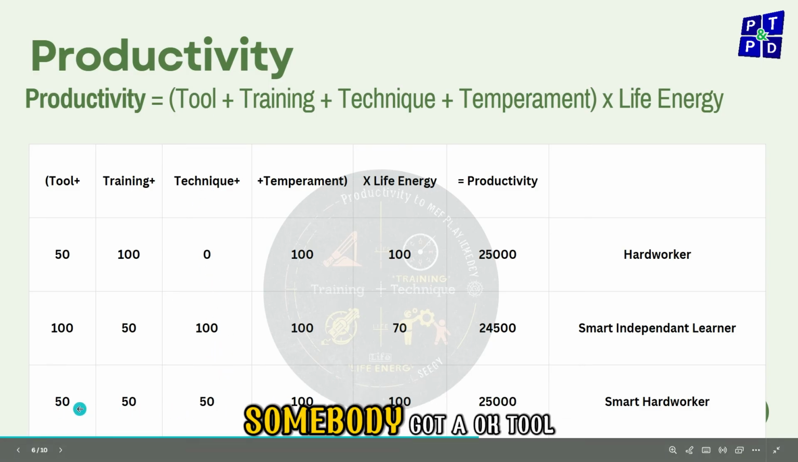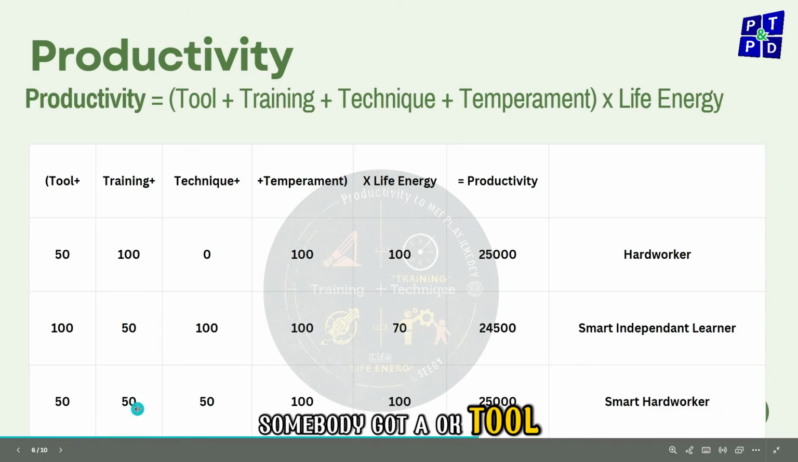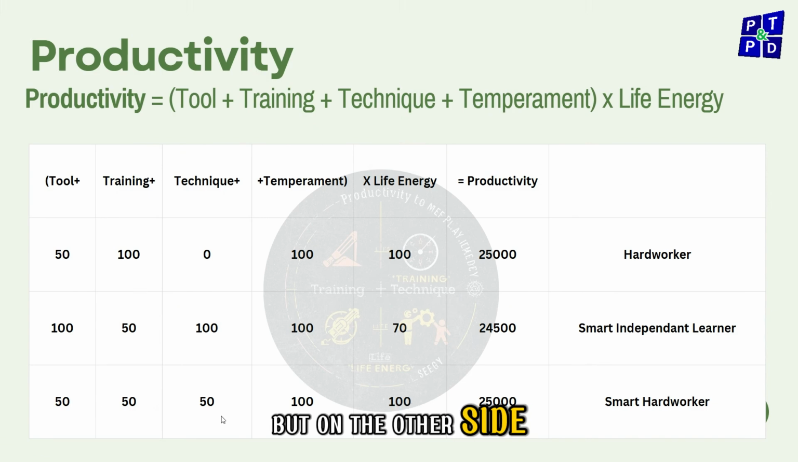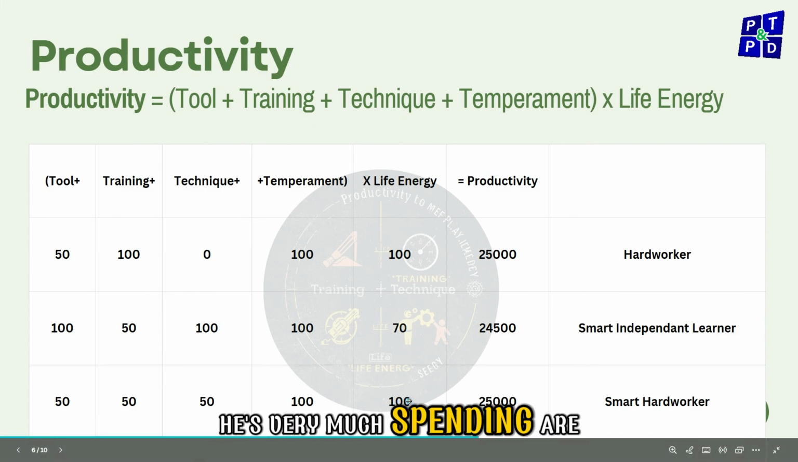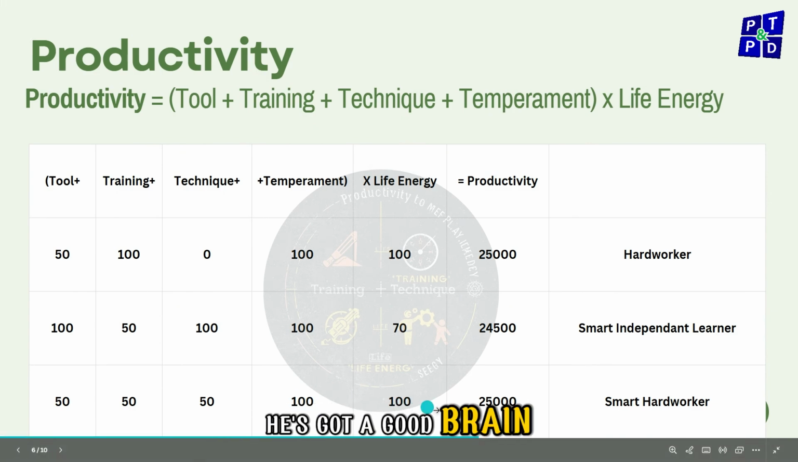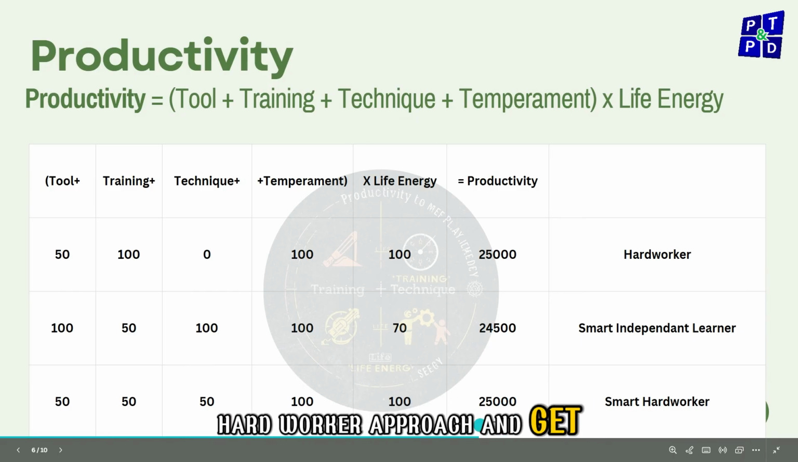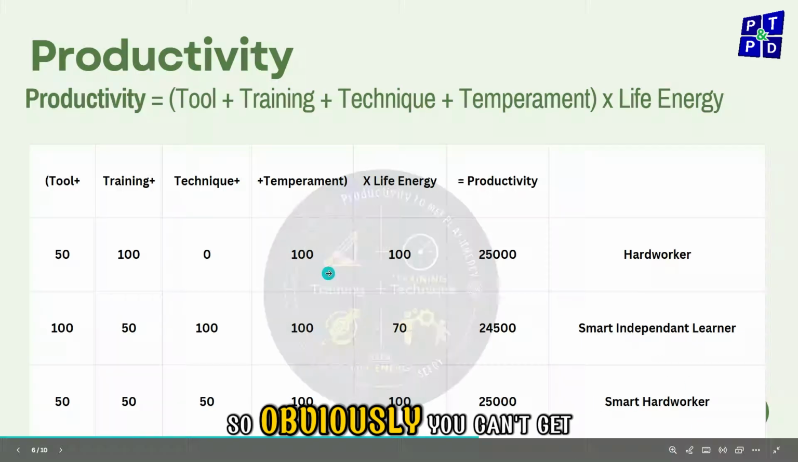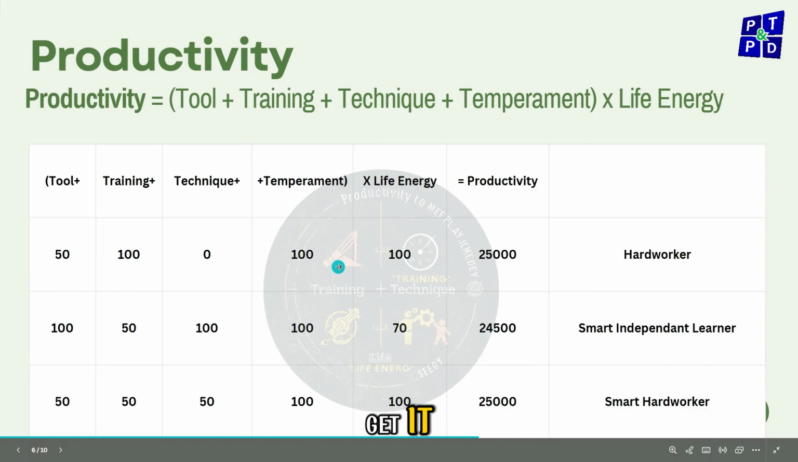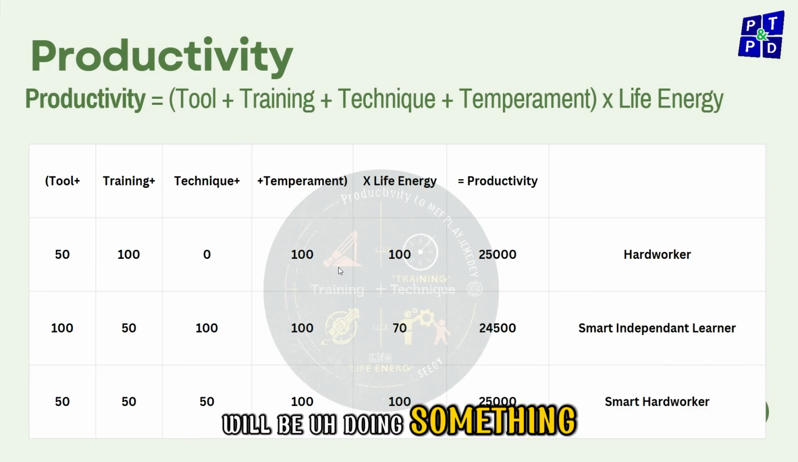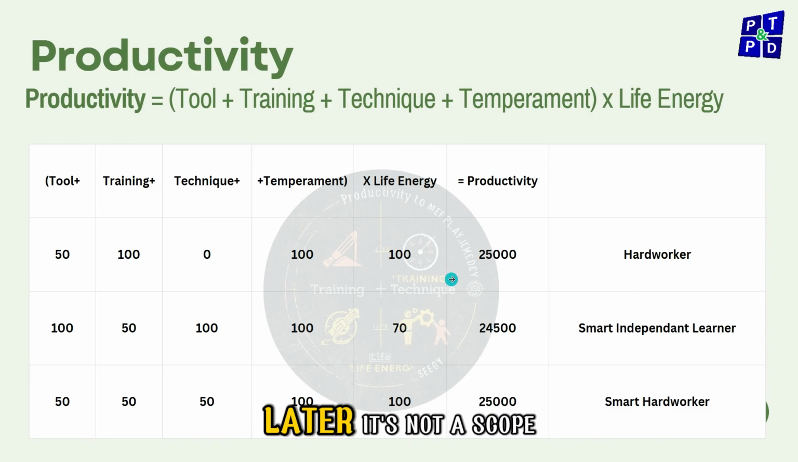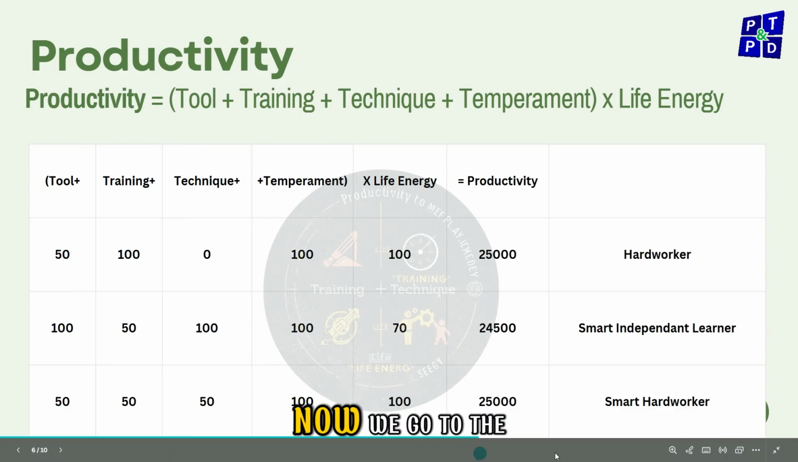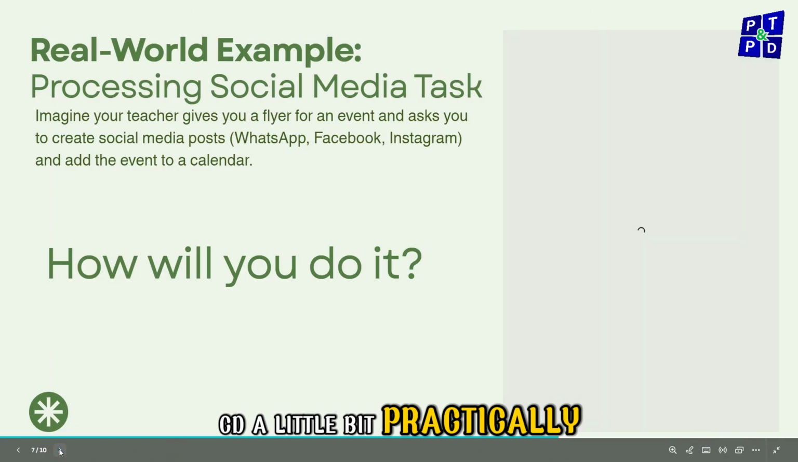And on the other side, if somebody got an okay tool, 50% training, but his temperament is a bit off, on the other side he's very much spending time and coming. He's got a good brain, he still gets the smart hard worker approach and gets the same productivity. So obviously you can't get everything 100%. If you get it, you will be a magician, you will be doing something amazing. We talk about life energy later, it's not in the scope of this. Now we go to see it a little bit practically, just to show it.